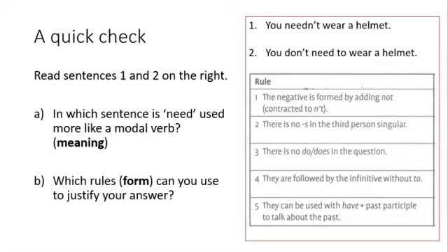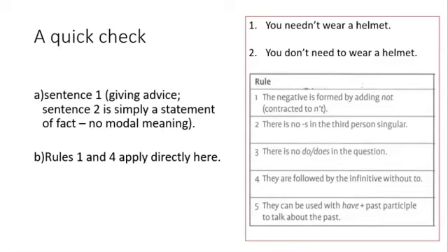Let's do a quick check. Read sentences 1 and 2 on the right. You needn't wear a helmet. You don't need to wear a helmet. A, in which sentence is need used more like a modal verb, like there's a meaning behind it? In 1 or 2? And in B, which rules, that is the form, can you use to justify your answer? Well, we see that sentence 1, it's really a modal verb. It's giving advice. You needn't wear a helmet. Need not.